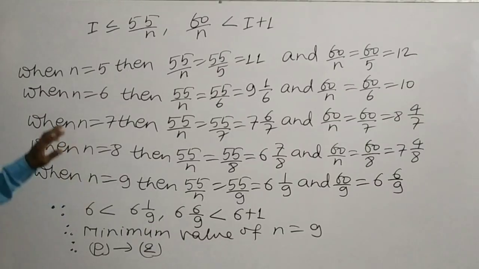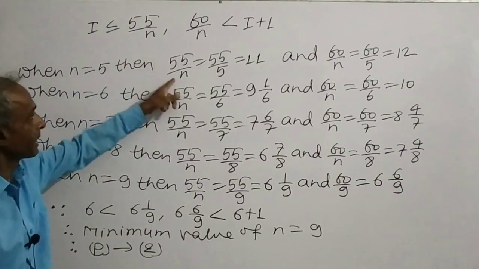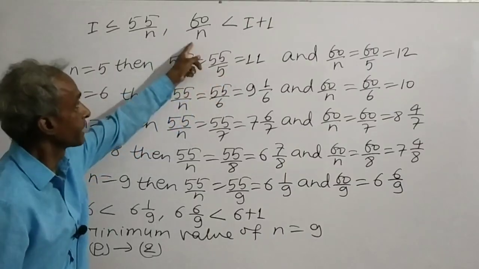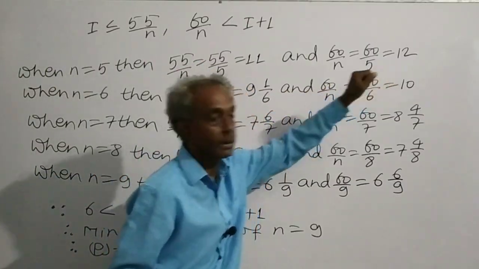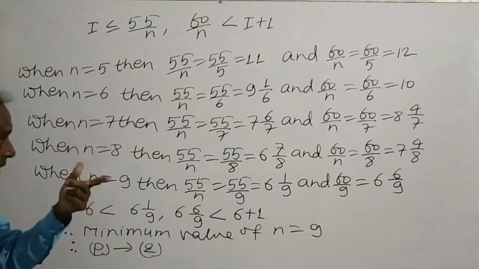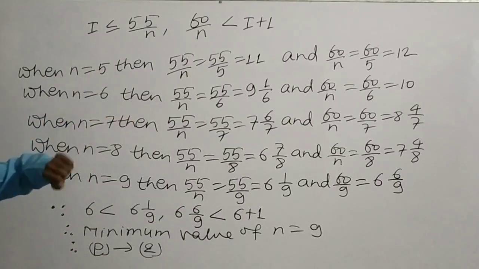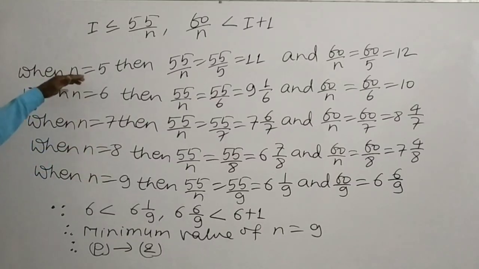Now we first put n equal to 5: 55 by n is 11, 60 by n is 12. Both do not lie between two consecutive integers. Therefore, n equal to 5 is not acceptable.